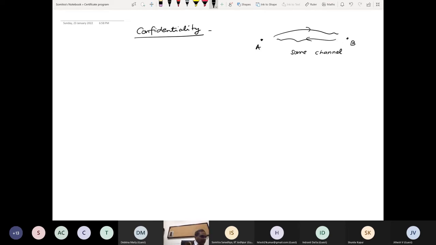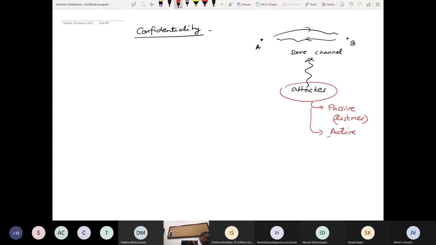And this channel is under the control of an attacker. So there is some attacker who is controlling this channel. This attacker can be of two types: passive, which means only a listener, or it could be an active attacker, who could even modify the data on the channel. So these are the two types of attackers we are talking about: passive attackers and active attackers.